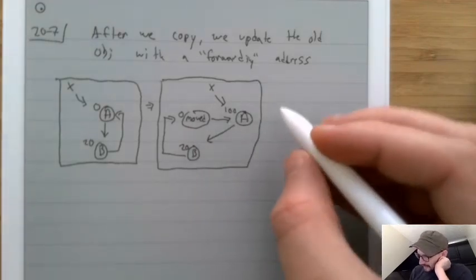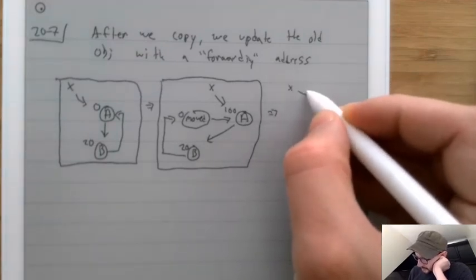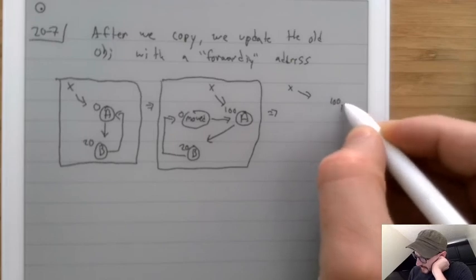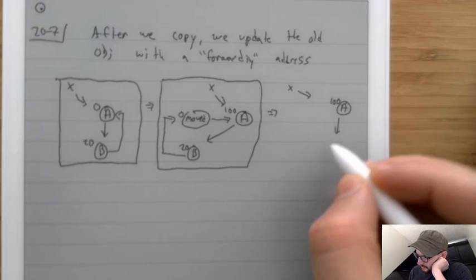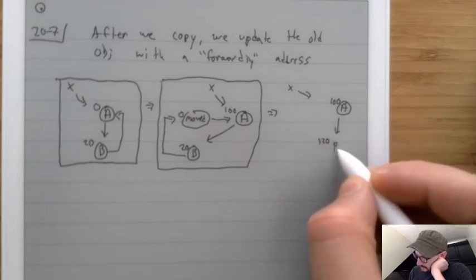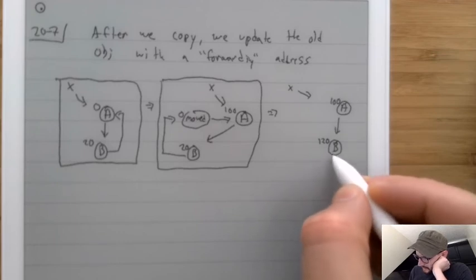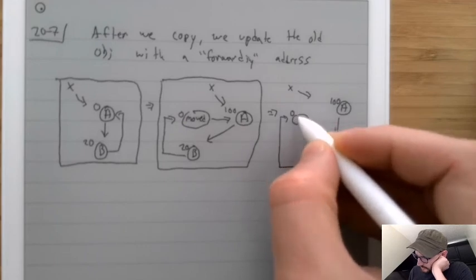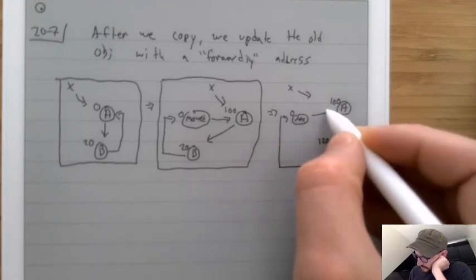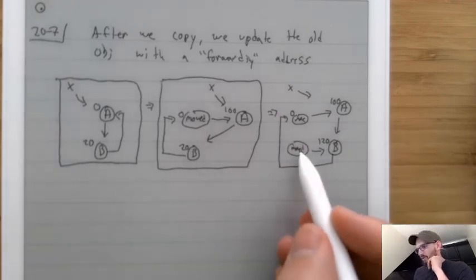And so when we scan B, we're going to say that X is going to point to A at 100, and then A is going to point to B at 120. B at 120 is going to point to A at 0, which is moved, which is going to point to that. And there's going to be another moved that points to there. But no one's pointing to this.